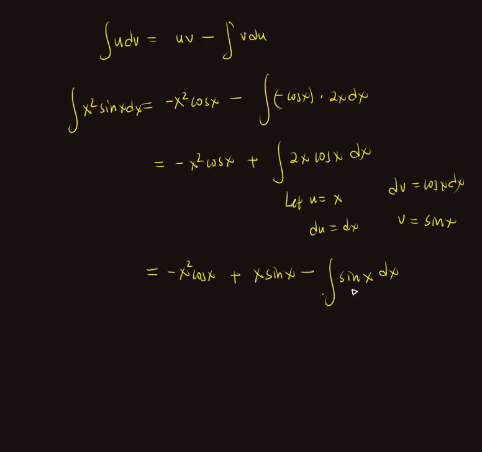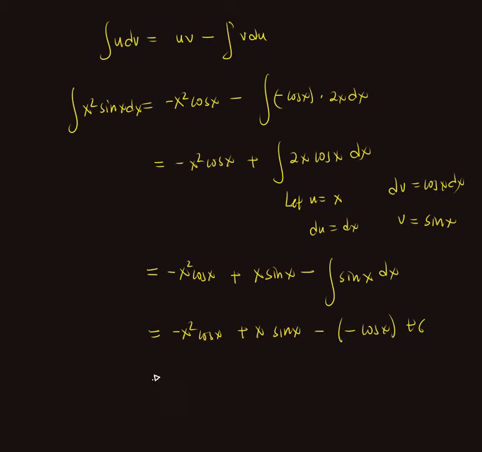Look at this thing. Now this integral is very simple, because what's the integral of sine? Minus cosine, right? And minus minus is going to be plus. So here we go again. Write this equation: minus x squared cosine of x plus x sine of x, and it's going to be minus, but it's going to be minus cosine of x plus c.